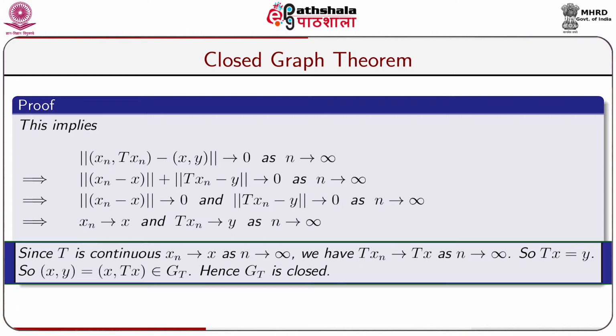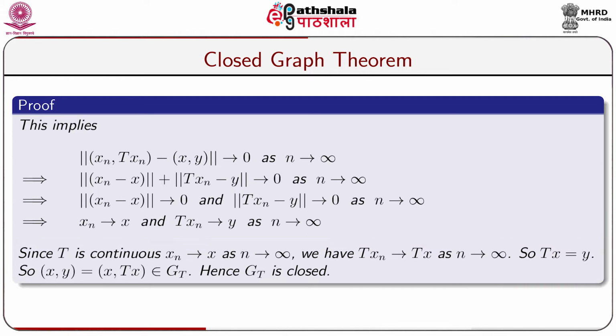So xn goes to x and Txn goes to y as n tends to infinity. Since T is continuous and xn goes to x as n tends to infinity, we have Txn goes to Tx by the property of continuity of T. That is, Txn goes to Tx as n tends to infinity. So Tx is equal to y. So the pair (x, y) is equal to the pair (x, Tx), which is again an element of the graph of T. Hence GT is closed.